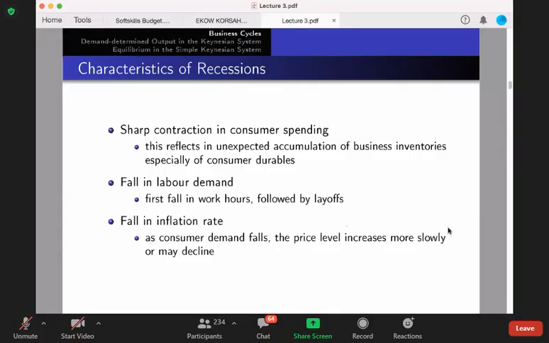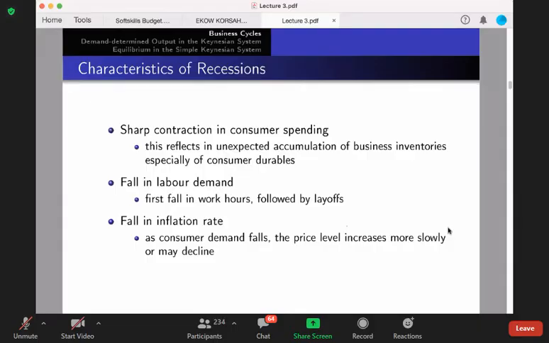So you see that a lot of people are not spending. There's a contraction in consumer spending, and businesses have accumulated a lot of inventory. The inventory we are referring to here are the goods that are stored in their stores that they are yet to sell.